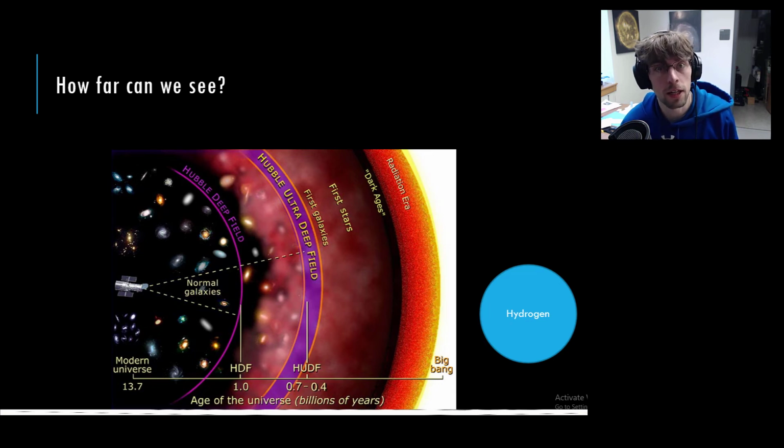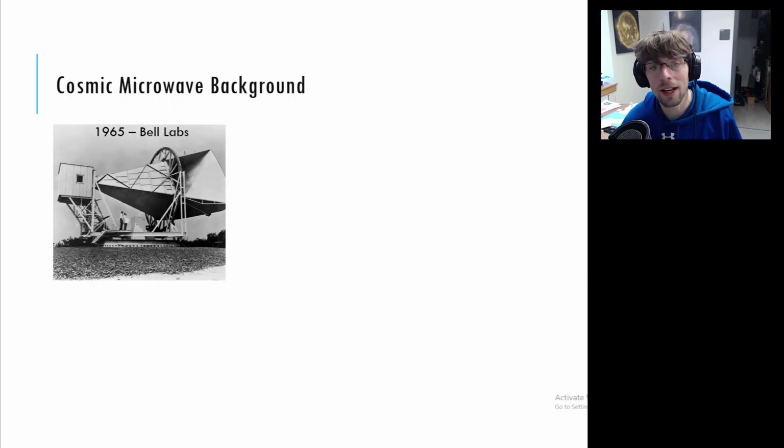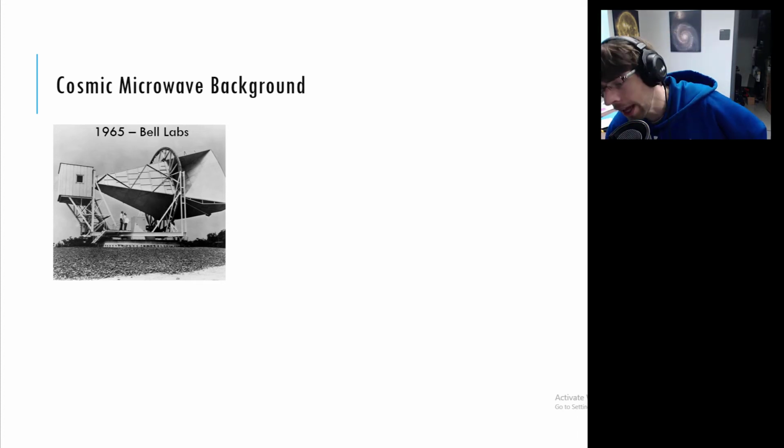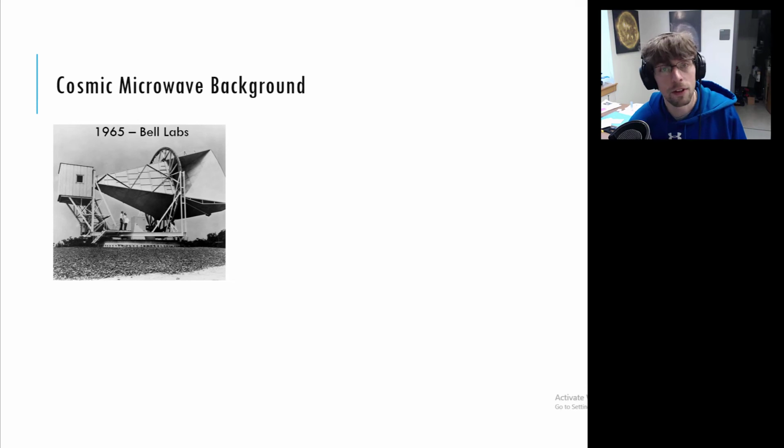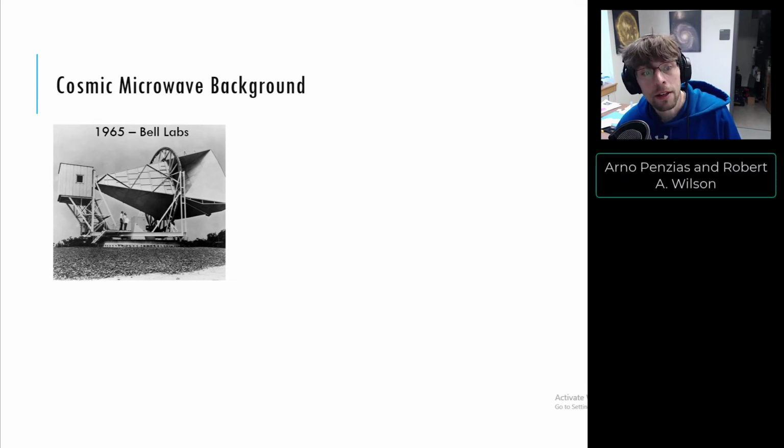Hubble's law, 1920. We go fast forward now. We actually have to go to 1965, Bell Labs. And at the time, and I'd have to look up the particular researchers' names, but at the time, they were measuring microwaves.